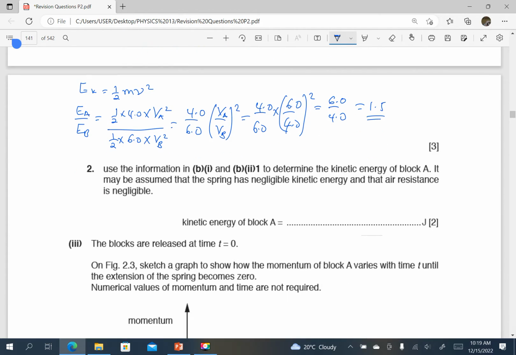Use the information in b roman 1 and b roman 2, part 1, to determine the kinetic energy of block A. It may be assumed that the spring has negligible kinetic energy and the air resistance is negligible. So remember, it is the elastic potential energy which becomes kinetic energy of the blocks.